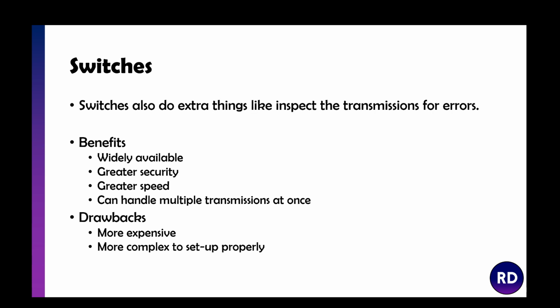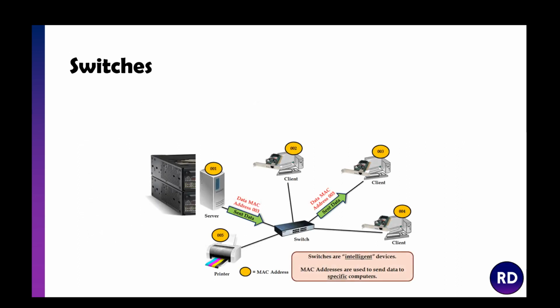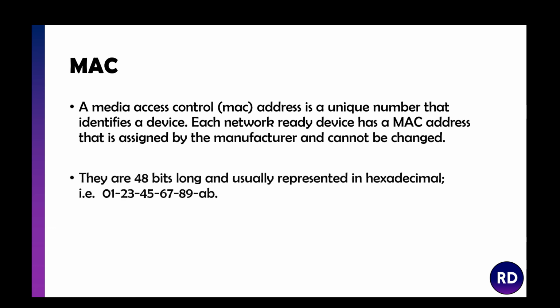You actually can have two types of switches. You've got a managed switch, where you manually have to set up how it works, and you've got an unmanaged switch, which is a little bit more automatic and autonomous, but it obviously can't do as many things as a manual one. As you can see here, data's going to the switch and then sent across looking for the MAC address of number 3. So next we're going to look at MAC addresses.